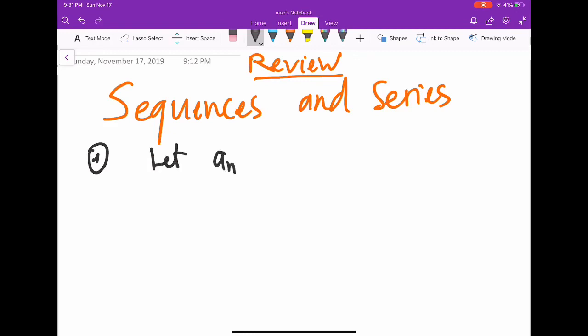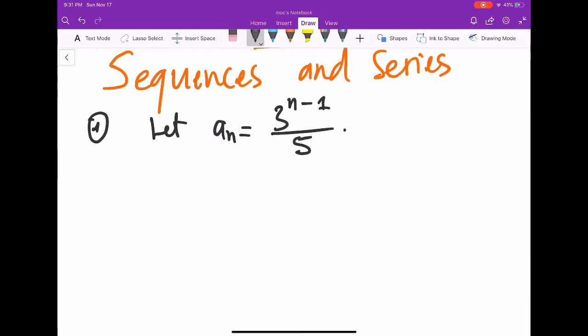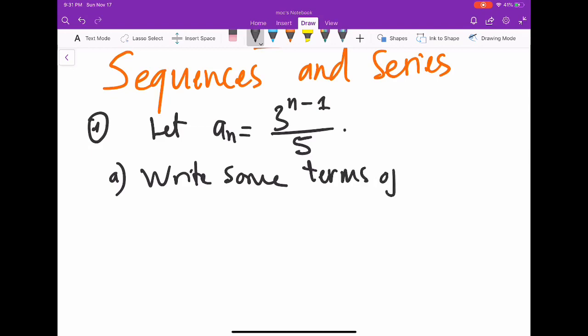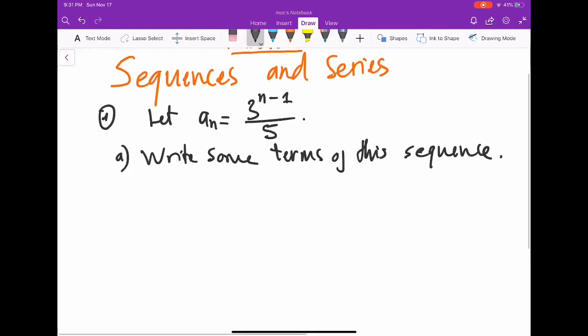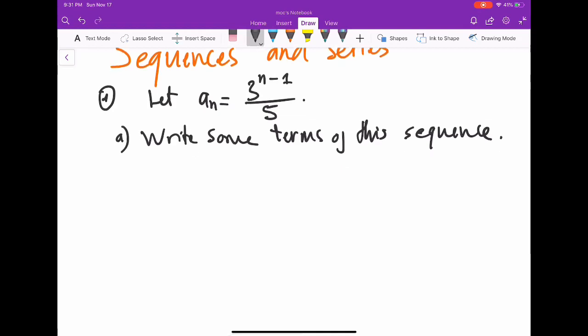Let a_n equal (3^(n-1))/5. Let's write some terms of this sequence, and then in the second question we will determine whether this sequence converges or diverges. So in order to write some terms of this sequence, we just plug in n equal to 1, 2, 3, 4, 5, and so on.